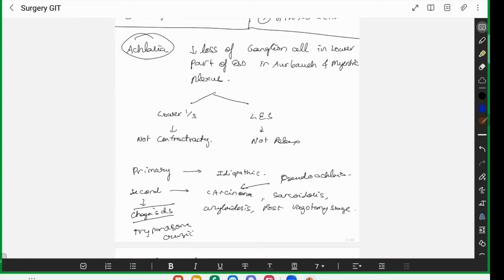And the second thing is going to be carcinoma. Carcinoma, we call it pseudoachalasia. And we also have amyloidosis. Post vagotomy stage: after vagotomy surgery, a post vagotomy stage would be there. And I'm going to tell about the Chicago 4.0 classification.